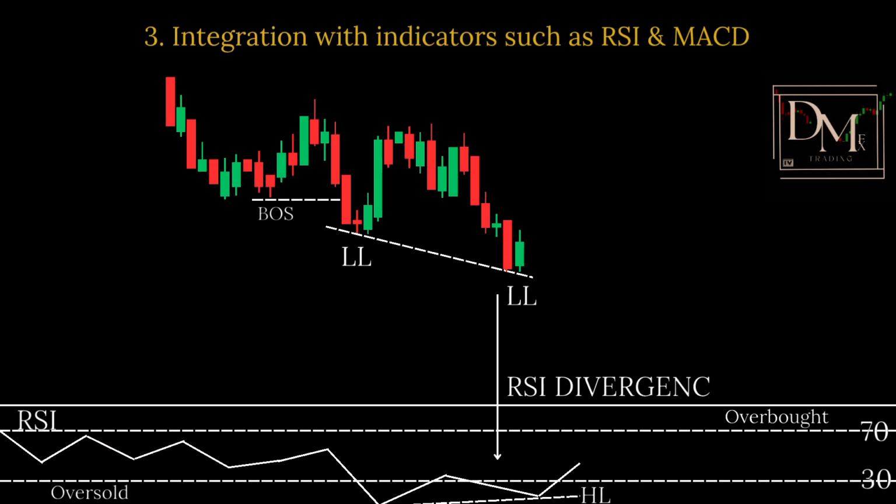Next, 3. Integration with indicators, such as RSI or MACD. Indicators like RSI and MACD reveal underlying momentum shifts and help filter false tweezer bottom signals. They provide early warnings of trend exhaustion and increase confidence in the reversal. For example, RSI divergence, when price makes lower lows but RSI makes higher lows. This indicates sellers are losing strength. Secondly, oversold zone. RSI below 30 signals oversold conditions, which align well with the tweezer bottom's reversal premise.